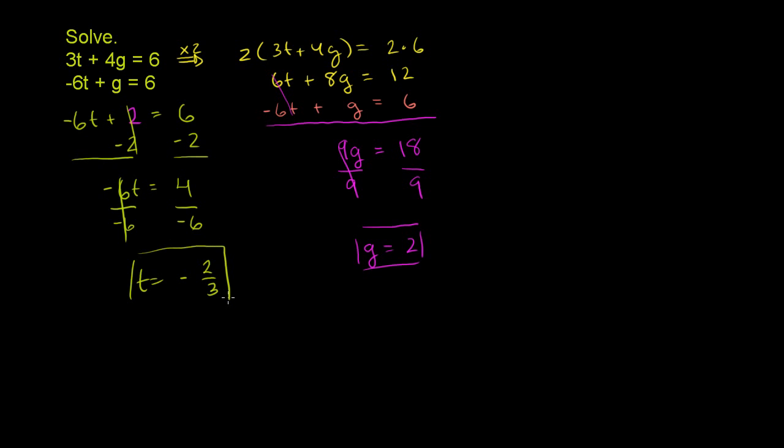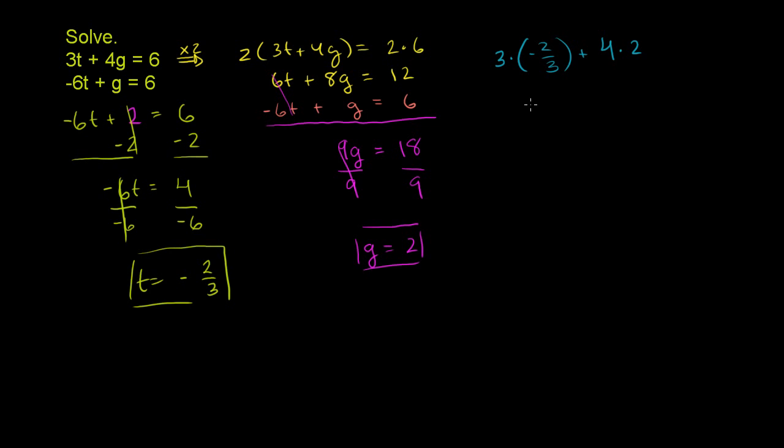And we're done. We've solved for a t and a g that satisfy both equations. We just saw that it satisfies the bottom one. If you want to feel good that it satisfies the top, substitute them back into the top. 3 times, let's do that. 3 times the t we got, negative 2/3, plus 4 times the g we got, so plus 4 times 2.